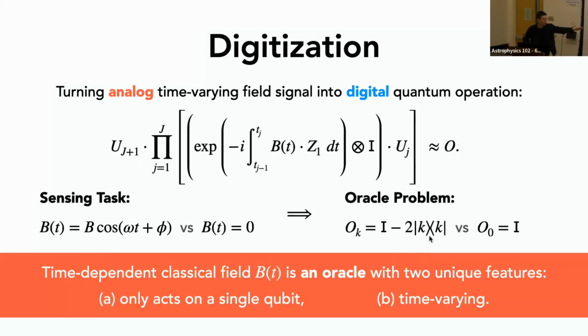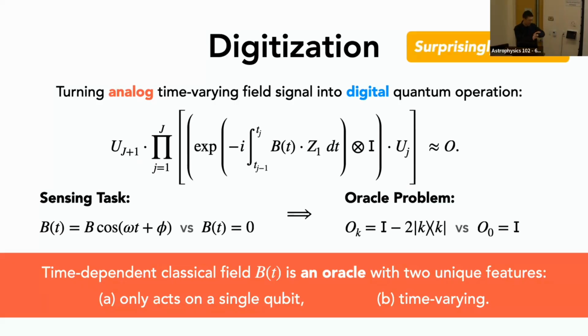So basically, when there's no field, the Grover oracle would just be an identity. Every time we query it, nothing happens. But when there is a field of an unknown frequency omega, it will map to a Grover oracle that indexes a certain frequency, a frequency k that corresponds to a certain frequency bin that we consider. So a lot of our technical contribution in this work is in designing this digitization, trying to turn the analog time-varying field into a digital quantum operation that is time stationary, but now acts on multiple qubits in order to capture the same information in this time-varying signal.